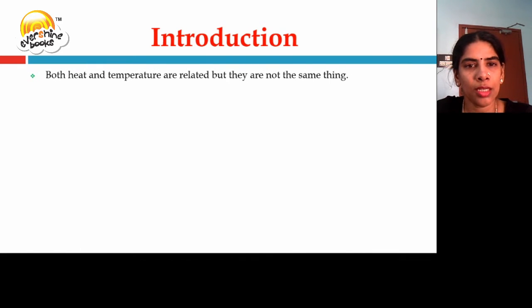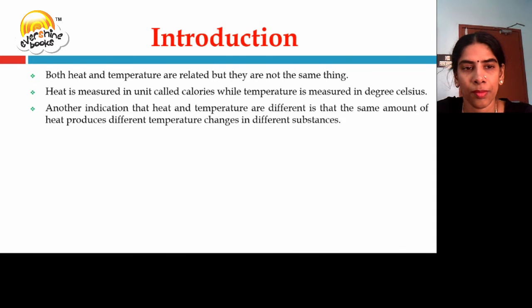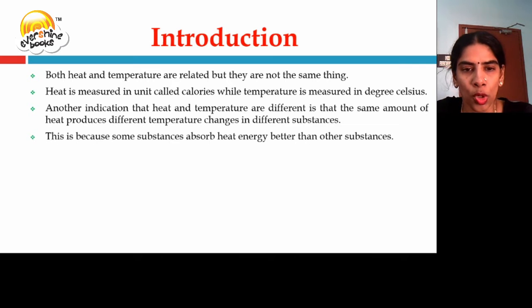We know that both heat and temperature are related to each other, but they are not the same. Heat is measured in the unit called calories, while temperature is measured in degrees Celsius. Another indication that heat and temperature are different is that the same amount of heat will produce different temperature changes in different substances. This is because some substances absorb heat energy better than others.